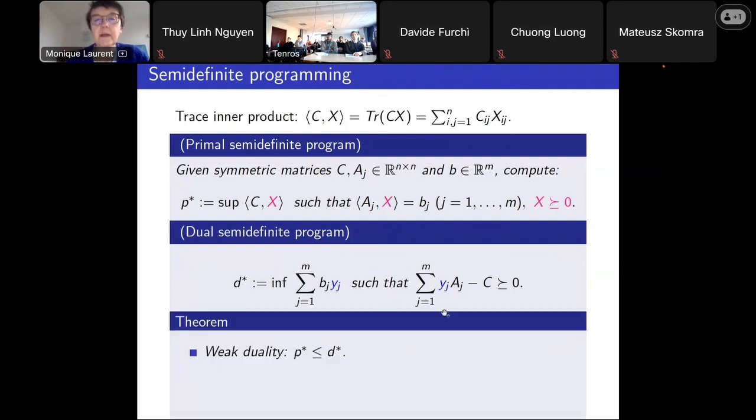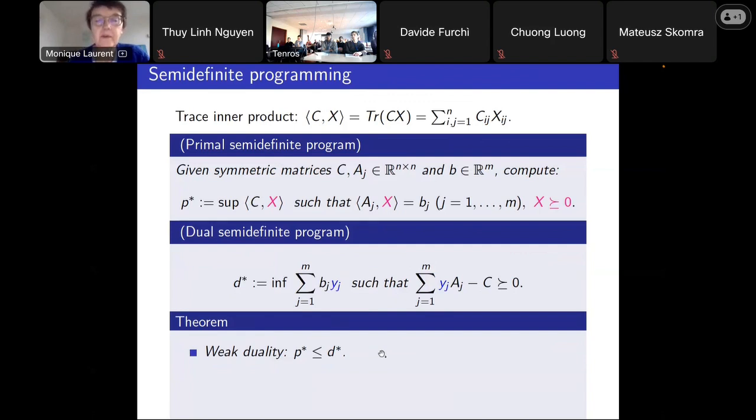And a very easy thing is to observe that there is weak duality. So the primal optimal value is at most the dual optimal value. This is basically relying on the fact that if we have two positive semi-definite matrices and you take their inner product, then you get a non-negative number.